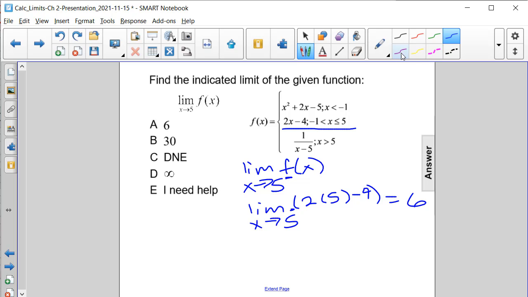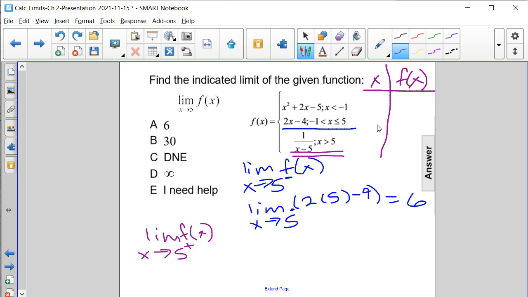Okay, now we also have to consider the limit of f of x as x approaches 5 from the right. So we're going to then use this piece of f of x. And in this case, because we cannot use direct substitution because we'll get 0, it's probably easier to do a table here. So I'll do x and then f of x. And we're going to use 5 and 1/10, 5 and 1/100th, and 5 and 1,000th.